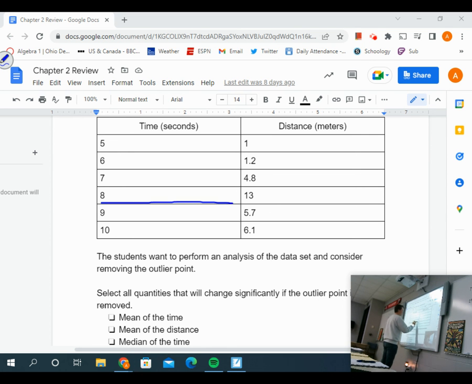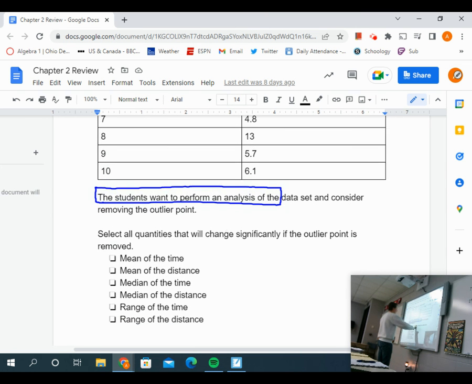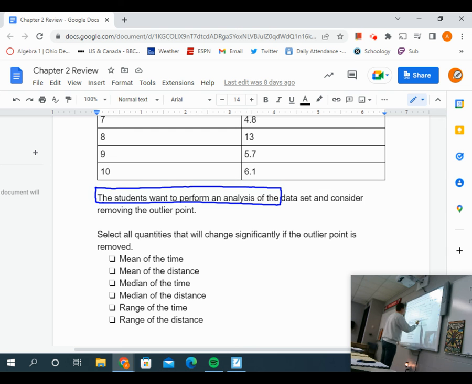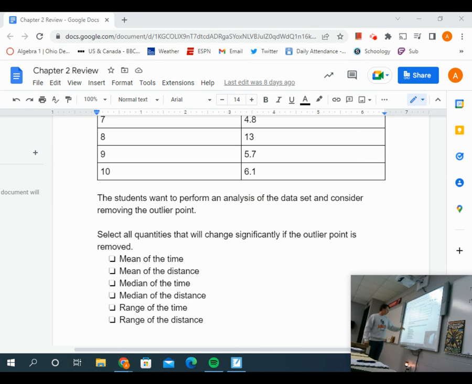Well, the outlier point would be this guy, right here, right? We see as the time goes up, there are slight increases in distance, but here in the middle, we have this huge jump up to 13. That's a number that is extreme and would be considered the outlier, okay? So we want to know what will be changed if I remove the outlier point, okay? Well, what are they actually calculating? They're calculating the mean of the time and the distance, the median of the time and the distance, and the range of the time and the distance.